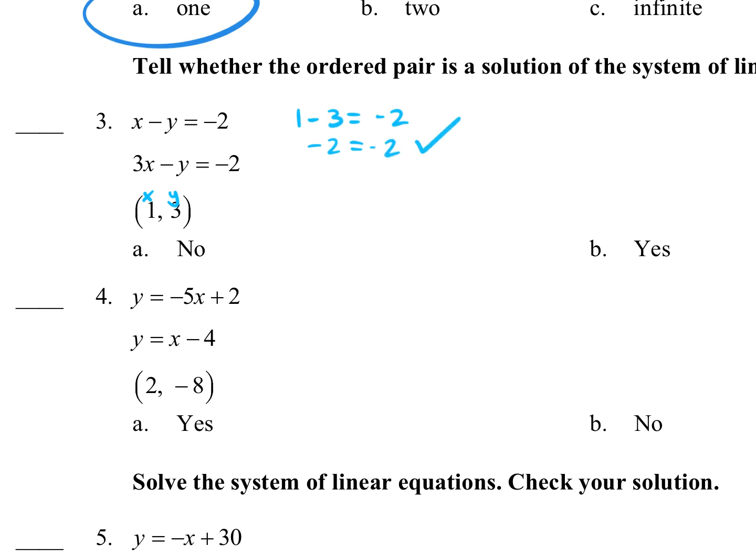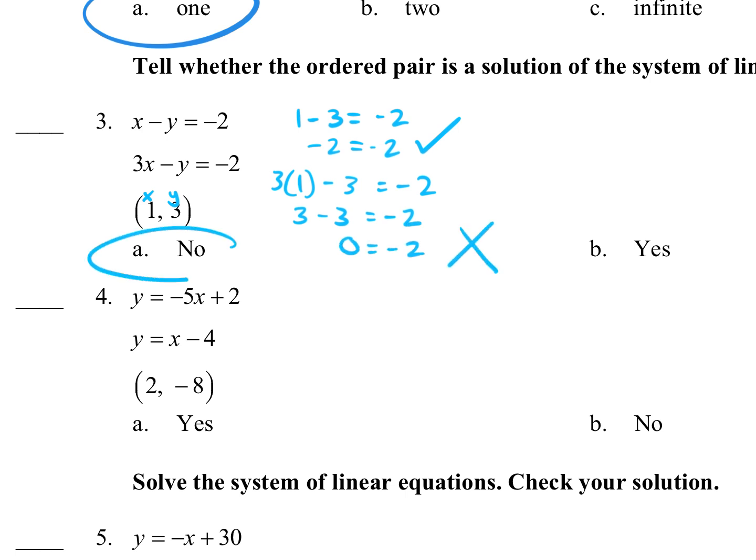So it works in the first one, but we also have to check in the second one. 3 times 1 minus 3 is equal to negative 2. 3 times 1 would be 3 minus 3. What's 3 minus 3? 0. Does 0 equal negative 2? No. So since it doesn't work in the second one, it is not a solution of the ordered pair. So you have to plug it into both.